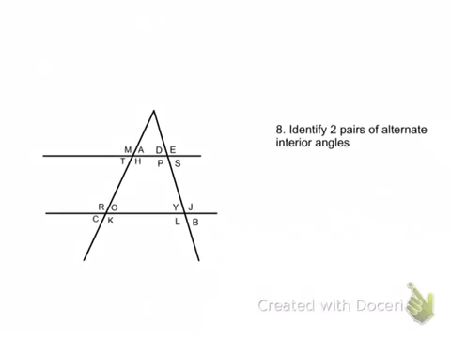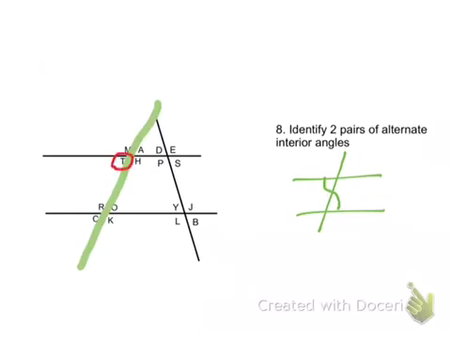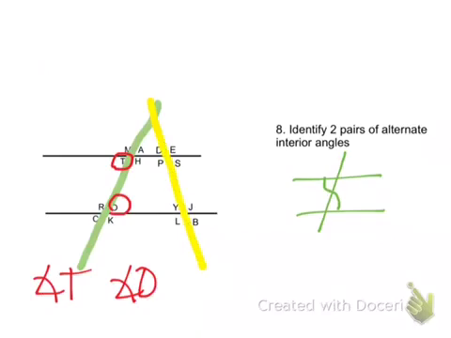Number 8, identify 2 pair of alternate interior angles. So alternate interior angles always have to be in the middle and on opposite sides of the transversal. So if I use this as my transversal, I could say that my alternate interior angles would be angle T with angle O. And another pair could be, if I use this transversal, I could say another pair of alternate interiors were P and J.